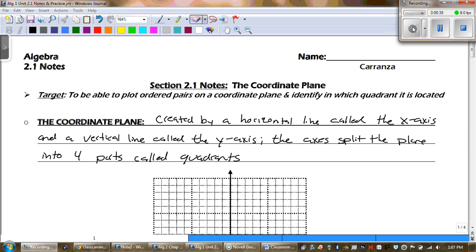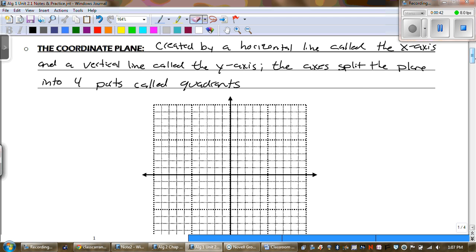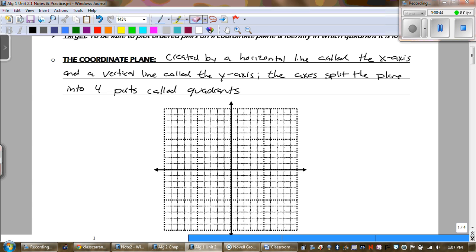Okay? So I know you guys are still probably writing that definition down, so I'm just going to come down a little bit and do some drawings. Now, here we go. Right here, this is the horizontal. That's the horizontal axis. That's the x-axis right there. And then the other one is the vertical line, which is right there. And the vertical is the y-axis. And those two lines come together and create the 4 quadrants.